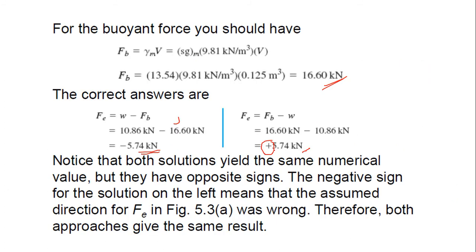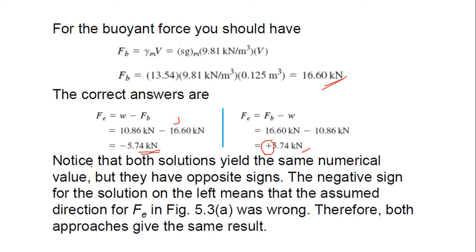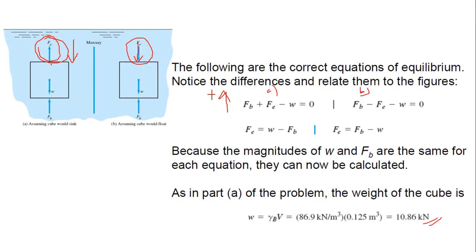Because the value is positive 5.74, and this other assumption means it is wrong. It means the FE must be going downwards to make sure the cube is submerged in the mercury. Okay, so notice that both solutions yield the same value, 5.74, but they have opposite sign. The negative sign for the solution on the left for part 1 means that the assumed direction for FE in A was wrong. So the assumption that the FE is upward is wrong. The FE should be downward to make sure this cube is submerged in equilibrium in the mercury.